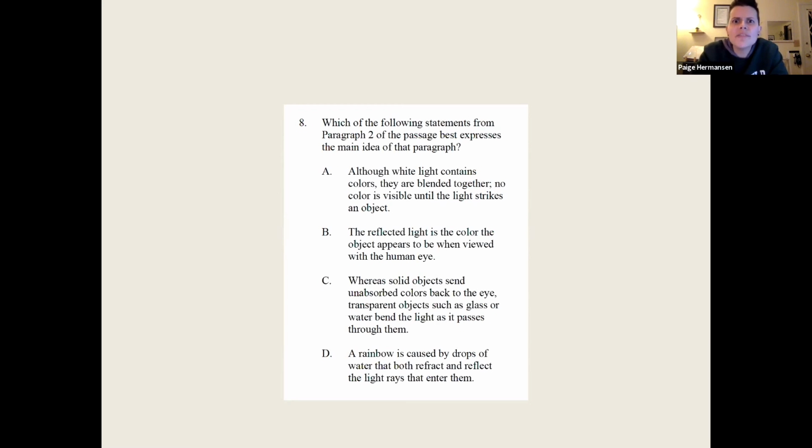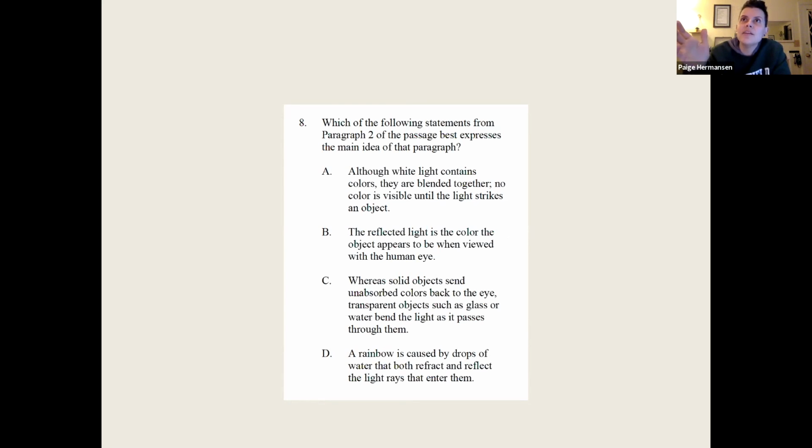Why is this paragraph here? What does it want us to know? Does it want us to understand refraction or information about light and objects and the human eye just for the heck of it? No, this whole passage is about rainbows, right? So whatever answer option we choose, it should be the main idea of a paragraph that somehow relates to the main idea of the passage, right?